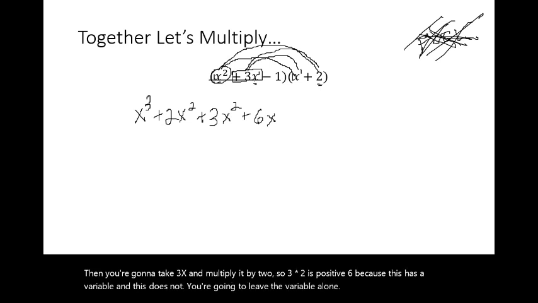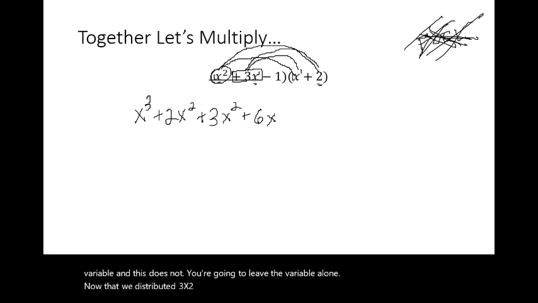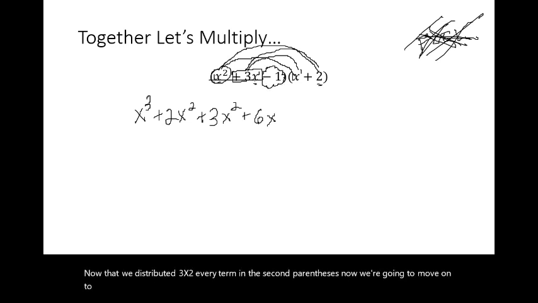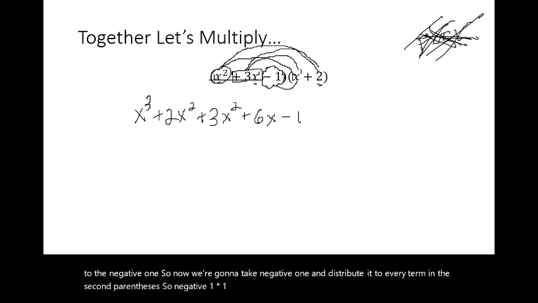Now that we've distributed 3x to every term in the second parentheses, now we are going to move on to the negative 1. So now we're going to take negative 1 and distribute it to every term in the second parentheses. So negative 1 times 1x is negative 1, leave the x alone. And then negative 1 times positive 2 is negative 2.